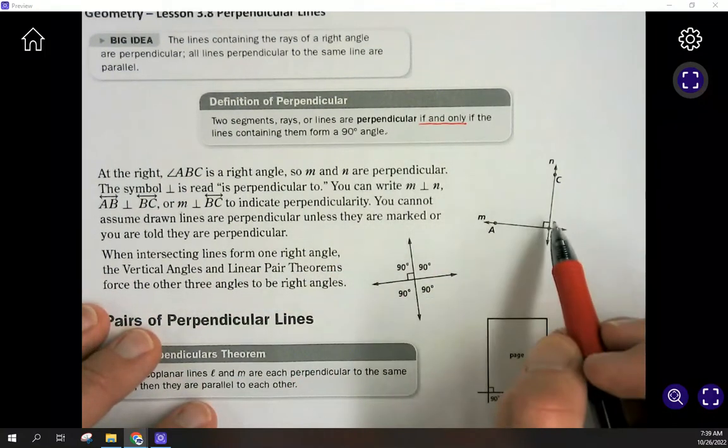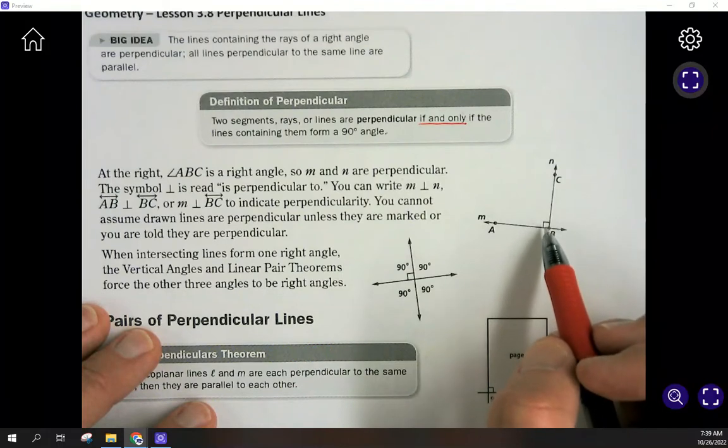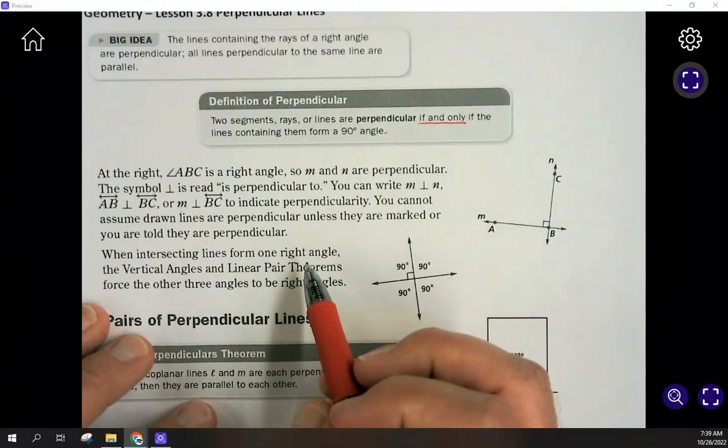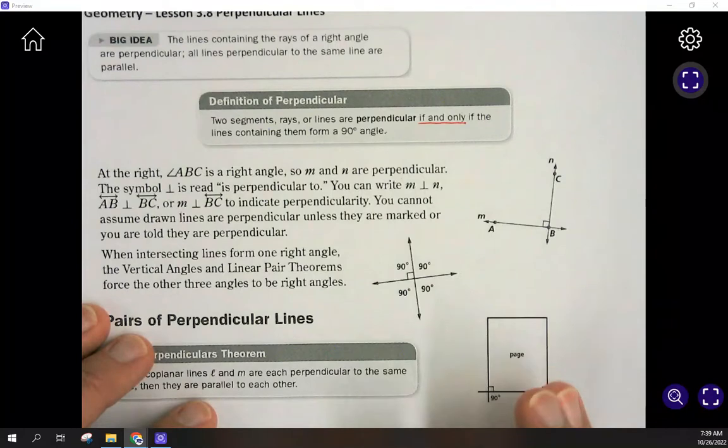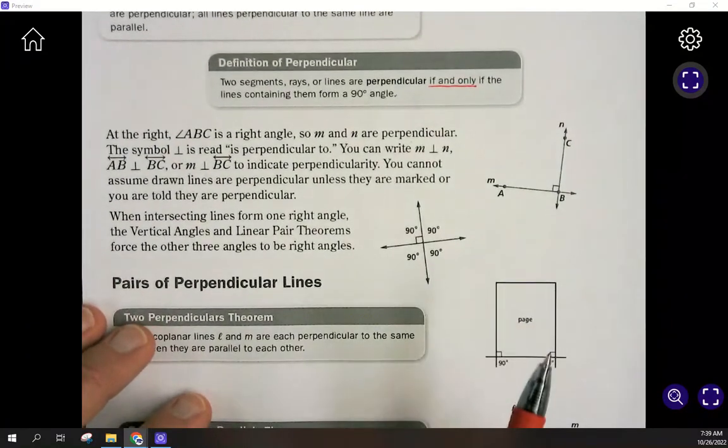Now, you can never assume that lines are perpendicular unless you see the markings for 90 degrees or you're told in a given statement that they are perpendicular.